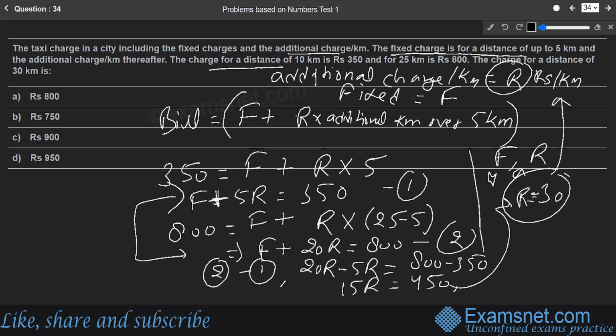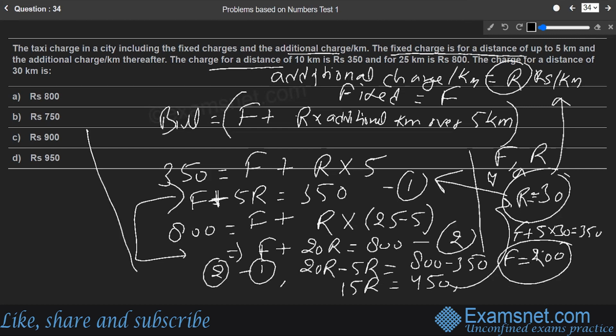Now let's put back this value of r in any of the equations. Let's put this back into equation number 1 so that we can solve for the fixed charge as well. Equation number 1 was f plus 5r is equal to 350. So f plus 5 into 30 is equal to 350, which comes out as f is equal to 350 minus 150, that is 200. So the fixed charge has come out to be 200.